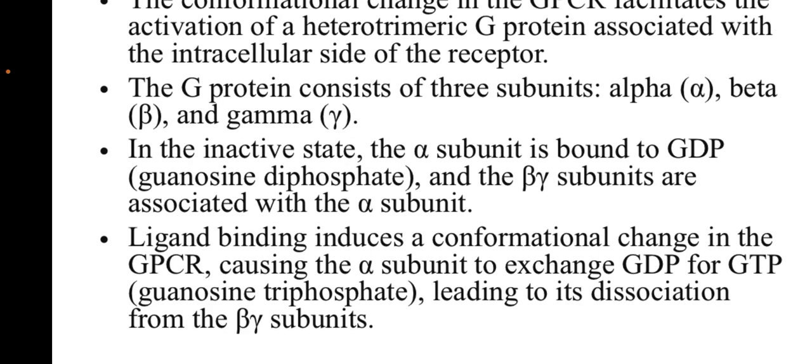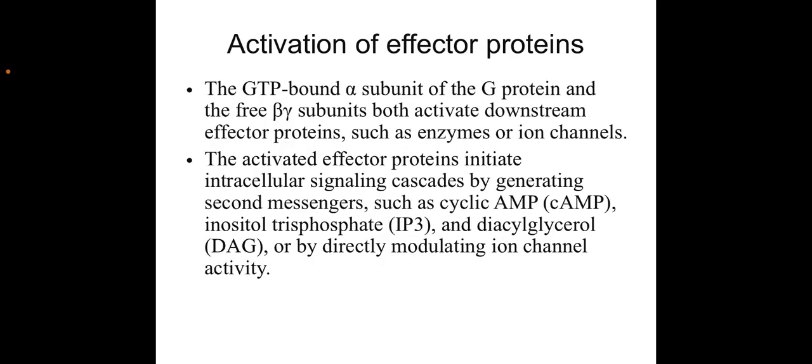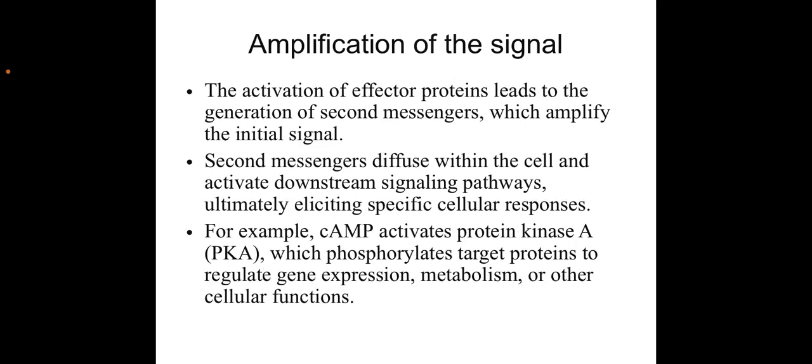Ligand binding induces the conformational change in the GPCR, causing the alpha subunit to exchange GDP for GTP. That will replace GDP with GTP, guanosine triphosphate, leading to its dissociation from the beta and gamma subunits. The GTP bound alpha subunit of the G protein and the free beta gamma subunits both activate downstream effector proteins such as enzymes or ion channels. The activated effector proteins initiate intracellular signaling cascades by generating second messengers such as cyclic AMP, inositol triphosphate and diacylglycerol, or by directly modulating ion channel activity.